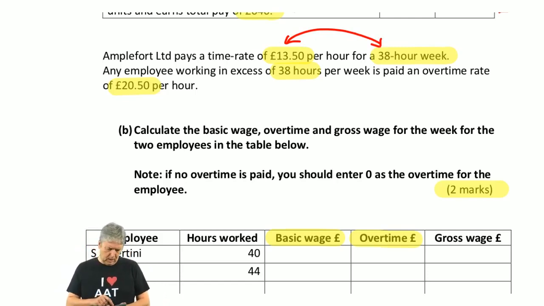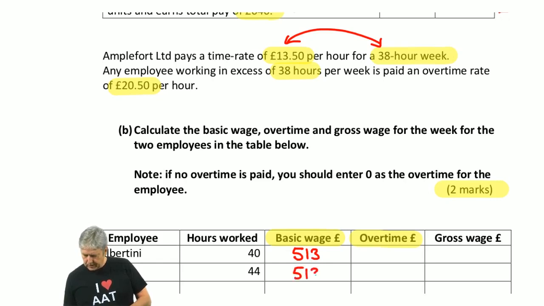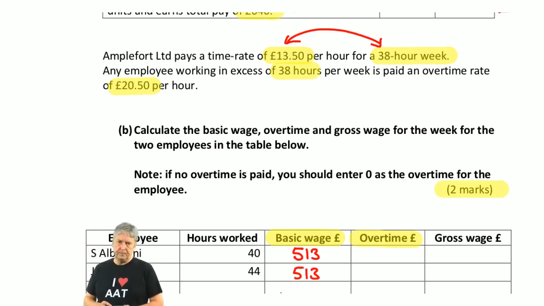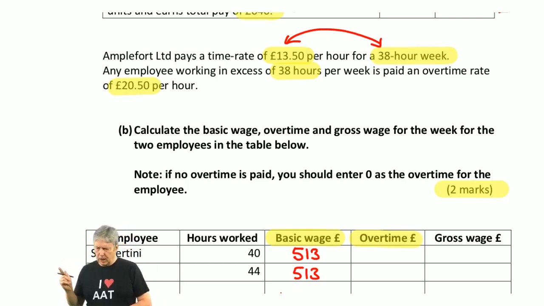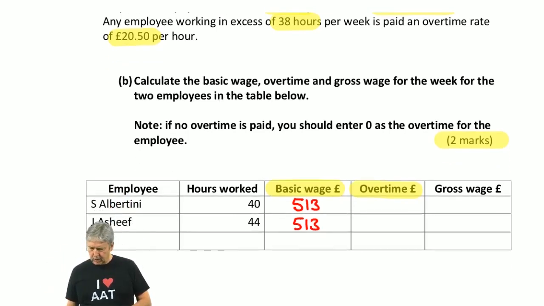Yeah. So 38 multiplied by 13.5, we end up with 513. And I believe that that will be the same for both of them. Okay. Now, when we look at the overtime, this shouldn't be too difficult. I'm going to write it out separately just so we can see what's going on. But what we're going to say is this. When we look at S.